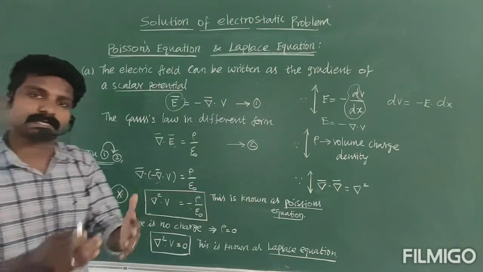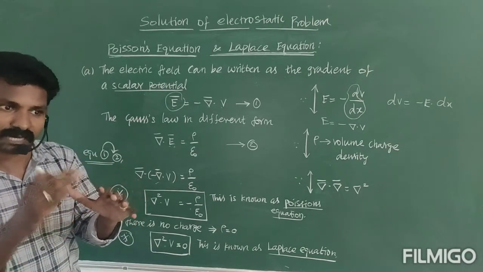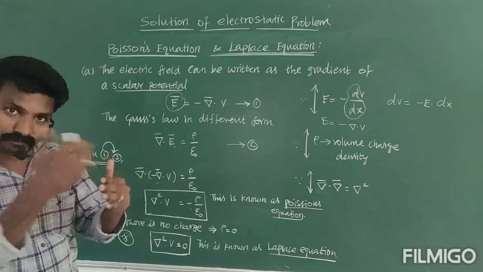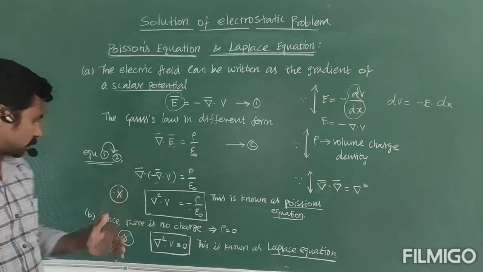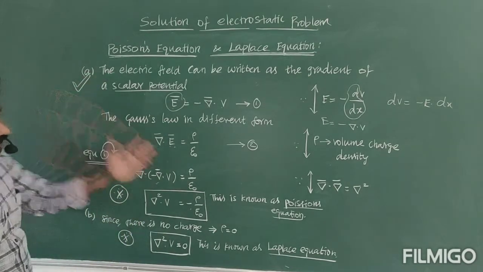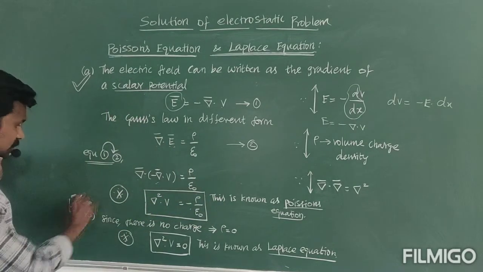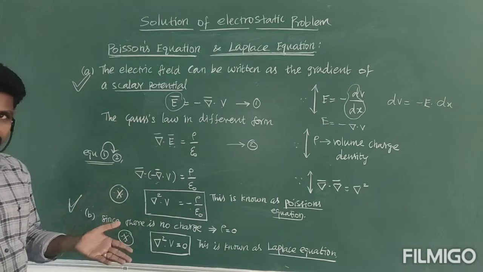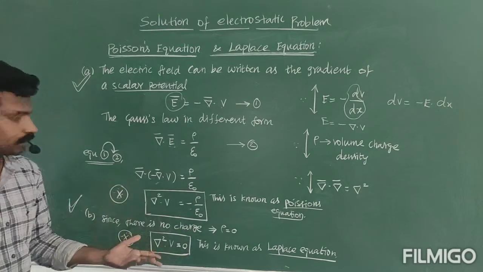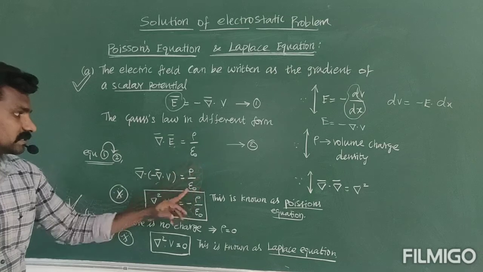Because the Laplace equation is suited for vacuum place. So we can say A is the derivation for the Poisson's equation, and next B is the derivation for the Laplace equation. For the Laplace equation there is nothing there, that means there is no charge density, no charges. No charges means charge density is also 0. Here 0 divided by anything is 0.